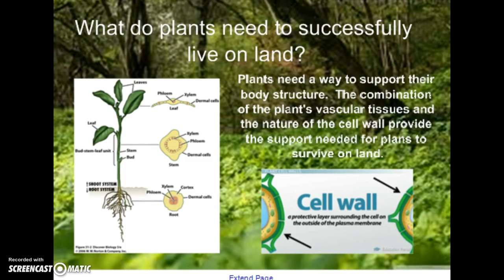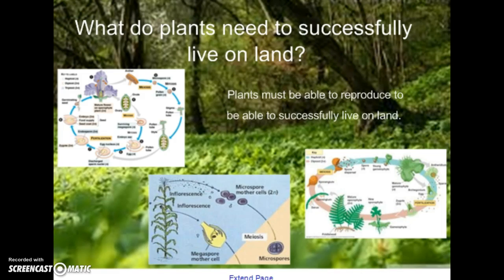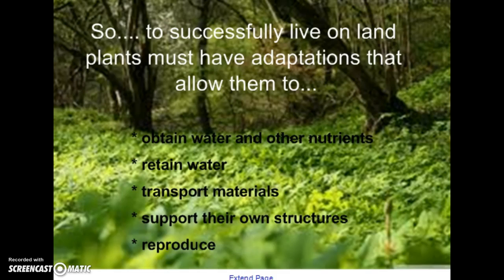Plants also need to be able to support their own body structure. They do this with the combination of those vascular tissues and the support of the cell wall, just the natural rigid structure of the cell wall. And lastly, to be successful to live on land, plants need to be able to reproduce. So, just to recap, to successfully live on land, plants must have adaptations that allow them to obtain water and other nutrients, retain water, transport materials, support their own structures, and reproduce.